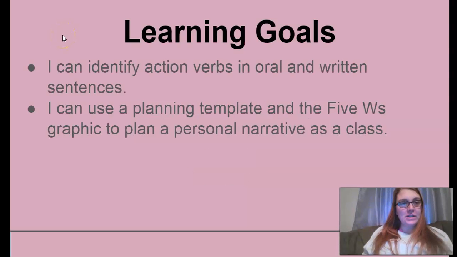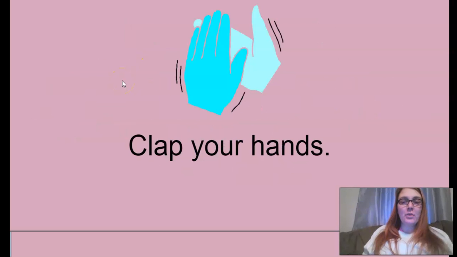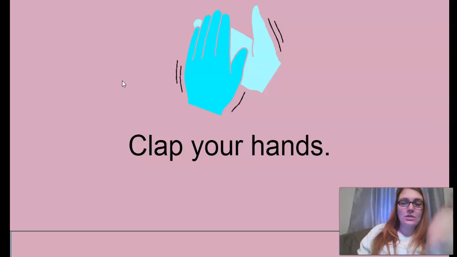Our learning goals for today: I can identify action verbs in oral and written sentences. I can use a planning template and the 5 W's graphic, which we have used previously, to plan a personal narrative as a class. Okay, so first up we have the sentence, clap your hands. Go ahead and do that.